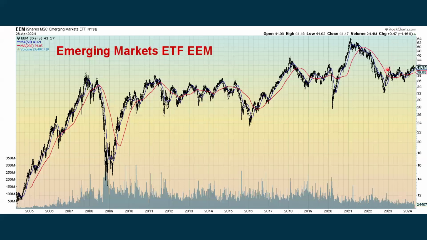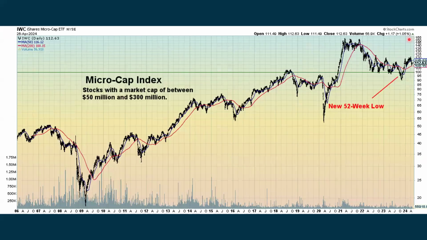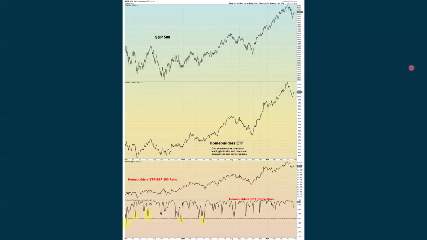Here's emerging markets, which pretty much are treading sideways, and they're still continuing to be in an overall uptrend. We want to keep an eye on the Japanese Nikkei just because it set recent all-time highs, but lately it's been falling back down. We look at micro caps, very small companies. They continue to be in an uptrend. They came down close to their 200-day moving average, but have been bouncing up slightly from there.